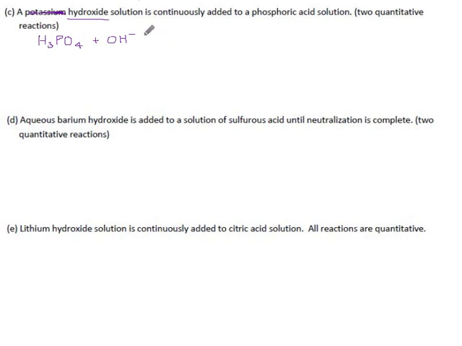Because this can give away 3 hydrogens, the first thing that happens is it gives a hydrogen to the hydroxide, because this is by far the strongest acid in this list, so it will give away hydrogen to the other thing. That gets us dihydrogen phosphate ion and some water. After that, if you continue adding hydroxide, this will give away a second hydrogen. You'll get HPO4 2 minus. And the water keeps on coming.